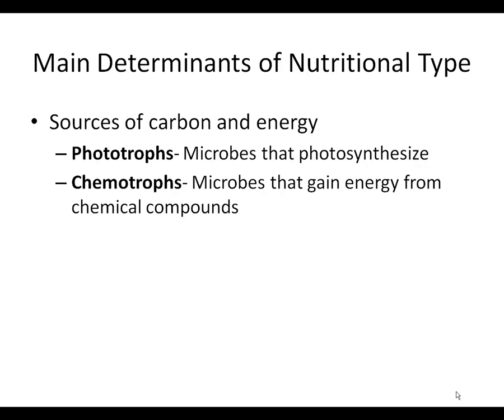You have a number of determinants that will decide what kind of source of carbon and source of energy your organism uses. Phototrophs are microbes that are photosynthesizers. These are going to be your plants, your blue-green algae, and your photosynthetic bacteria. Chemotrophs are going to be microbes that gain energy from some sort of chemical compound like glucose. So if you have a phototroph, you're going to gain your energy from sunlight through photosynthesis. Chemotrophs are going to gain energy from some sort of chemical compound.